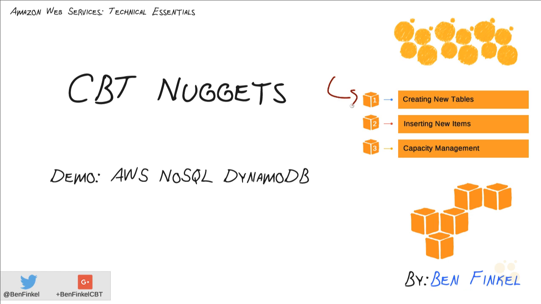Then, having built that table, we'll insert some new items into it, both creating a new schema for each new item, as well as duplicating an existing schema. And then we'll finish by talking a little bit about capacity management and how we can reserve and provision capacity for our activity inside of DynamoDB.